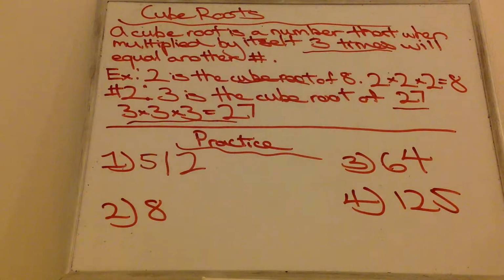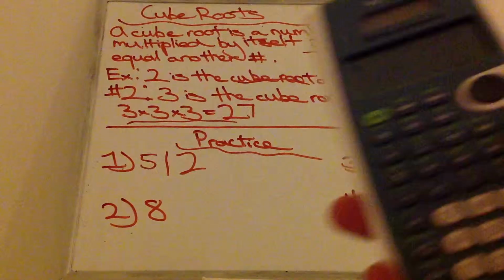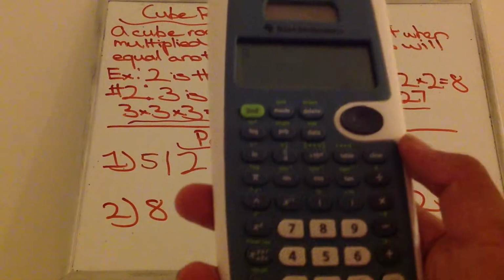So they tell you to find the cube root of 512. Well, 512 is a big number. Now, do you really want to spend all your time finding that mentally, or do you want to use a calculator? Well, I say you use a calculator.